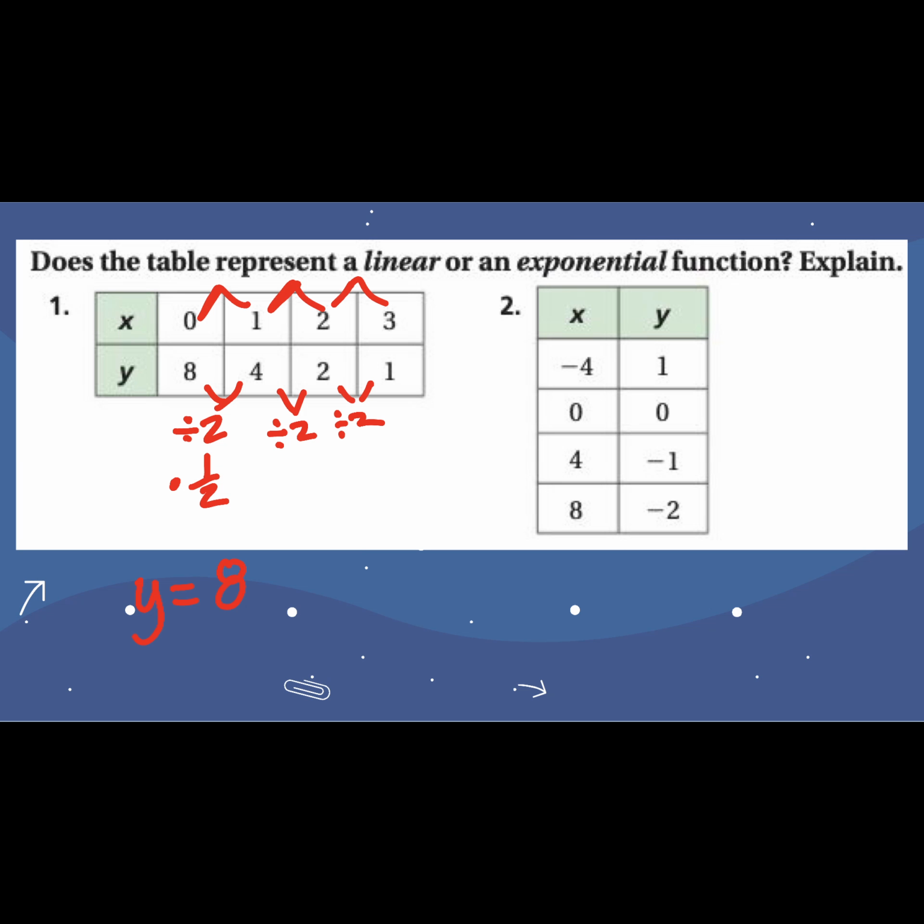Even though up here we can think about this as dividing by 2 every time, the reason I keep bringing up that we want to think about it as multiplying by 1/2 instead is because in our equation we can't write it as a division sign. So we have to write it as multiplied by 1/2 in our equation. And that would be to the x.